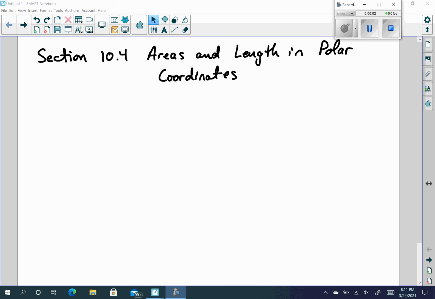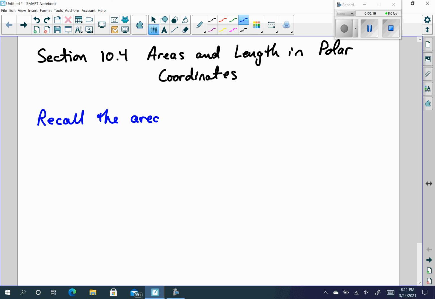Right, section 10.4 is the last section of chapter 4 that we are going over. And this deals with areas and length and polar coordinates. So in order to get started here, we need to recall the area of a sector of a circle.